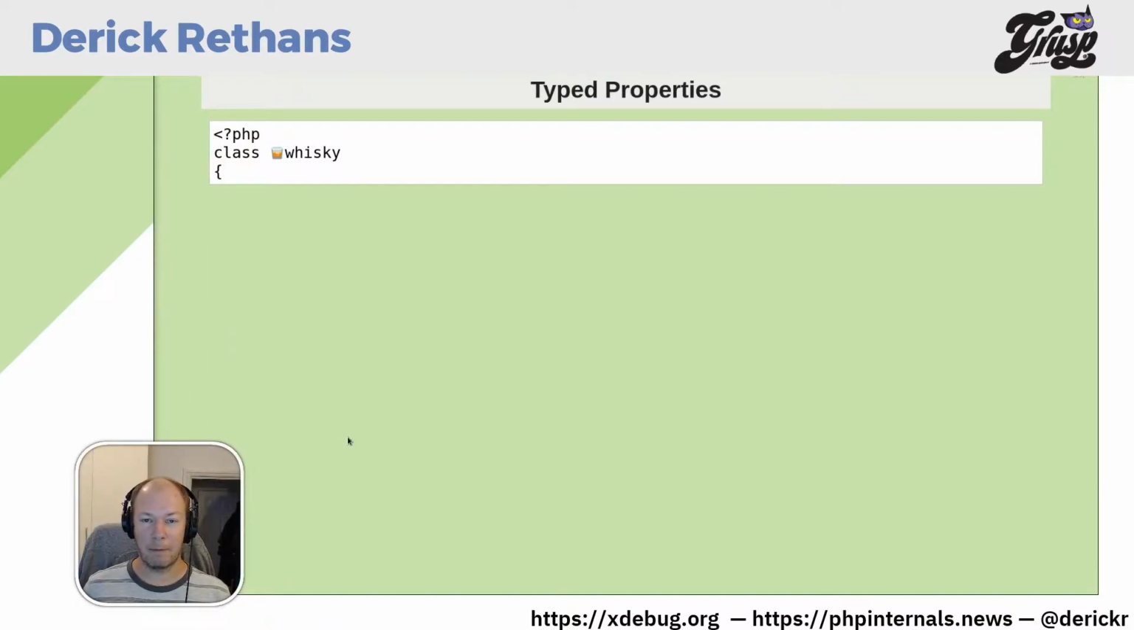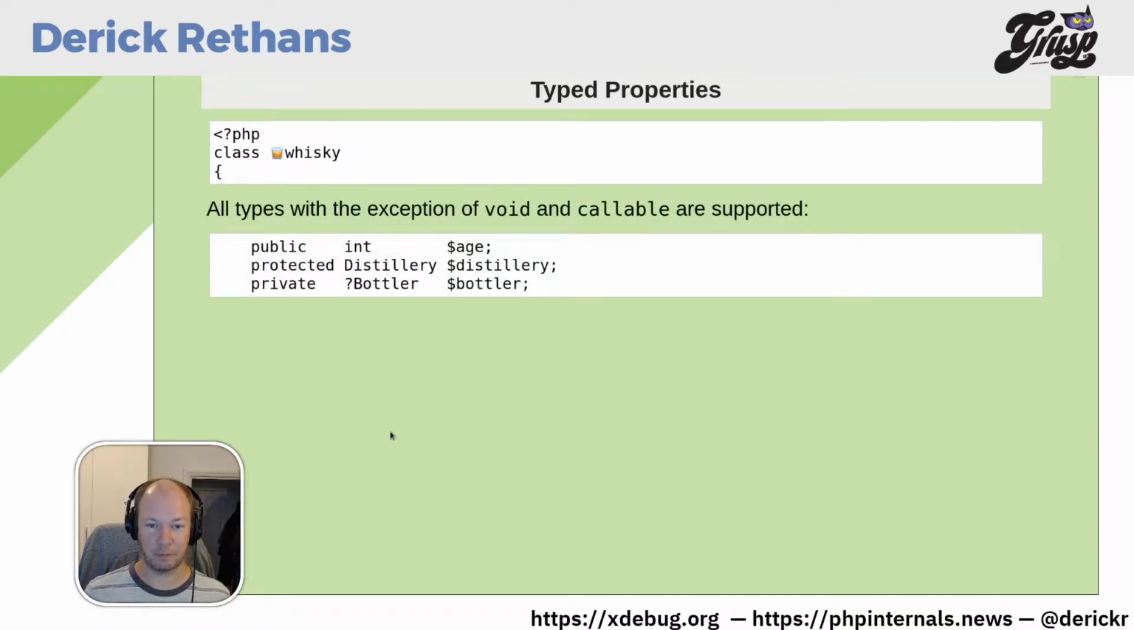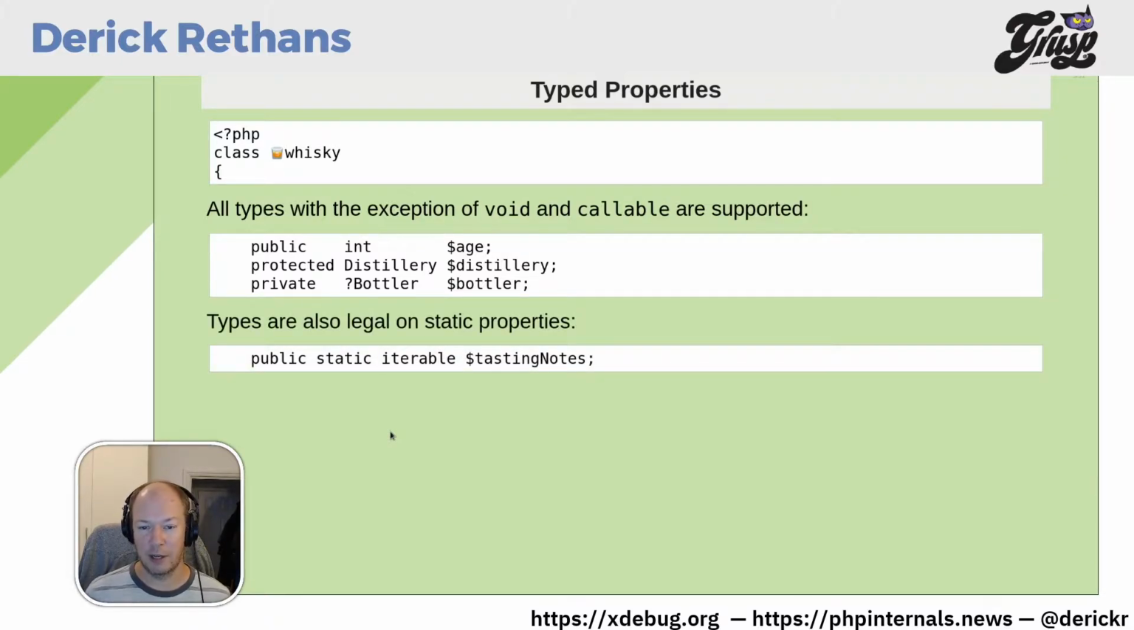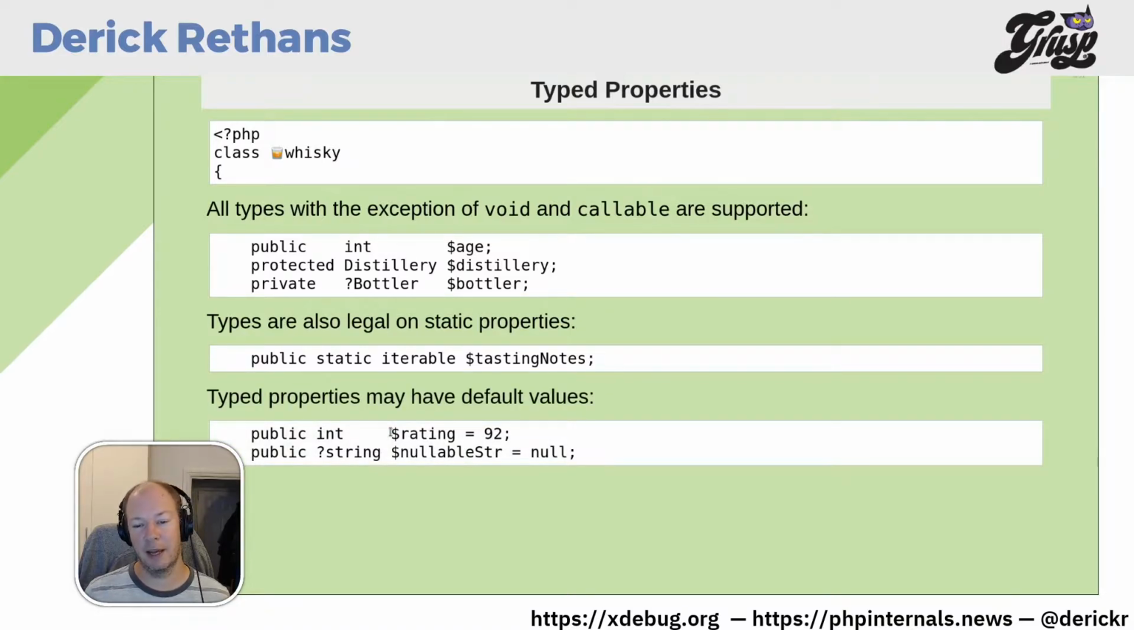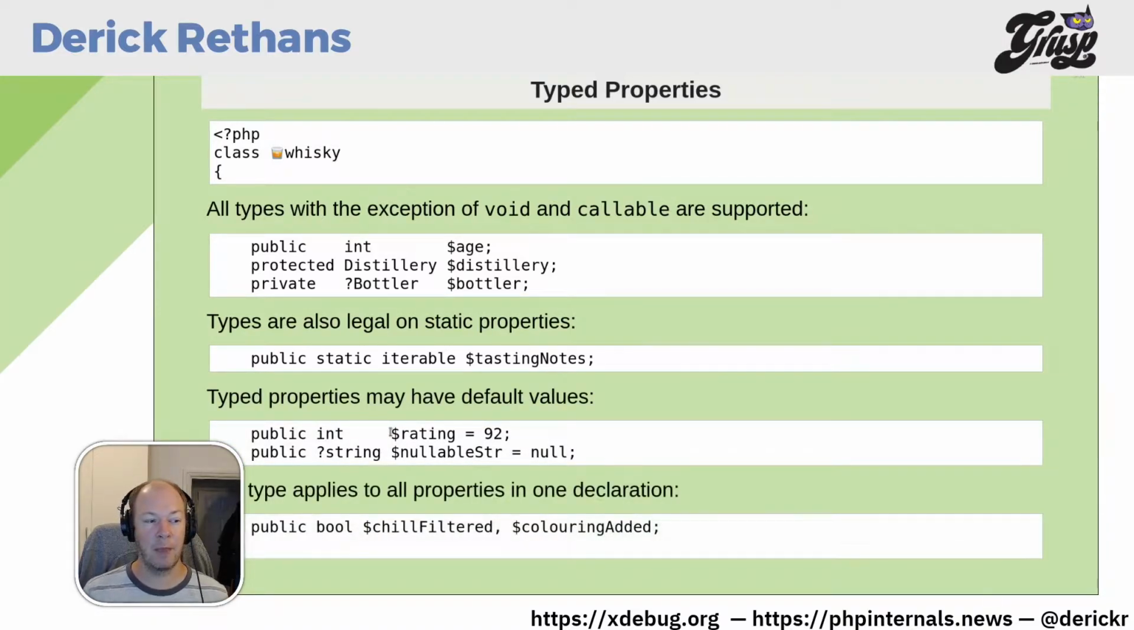So, PHP 7.4 already added to PHP's typing system with types for properties. So you can now say that you have a public property called age, a protected property called distillery, and so on and so on. So this is new in PHP 7.4. You can also set types on static properties, you can have default values for them, and you can even have them more on the same line.